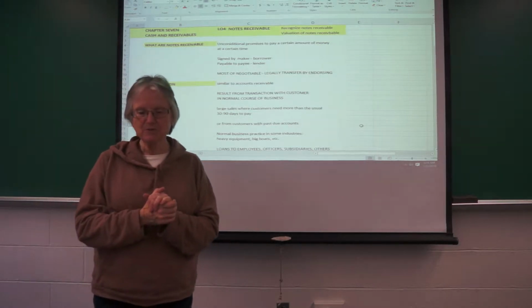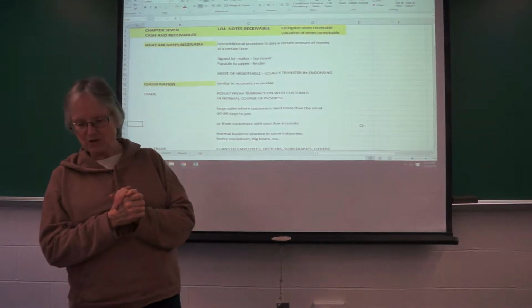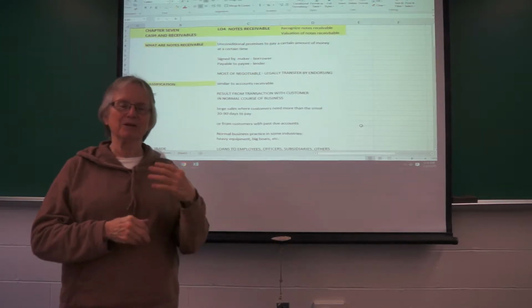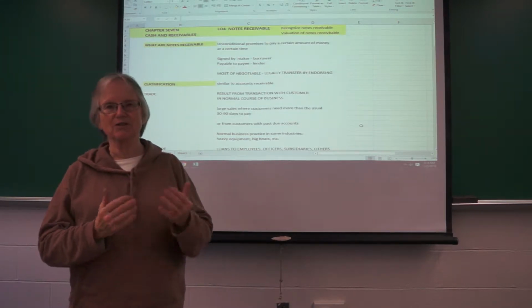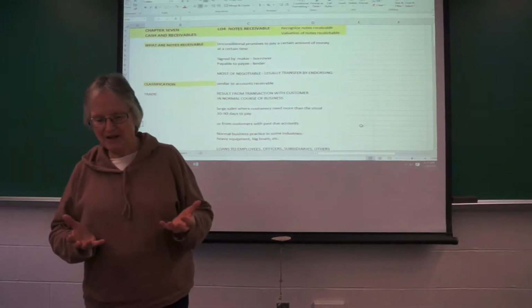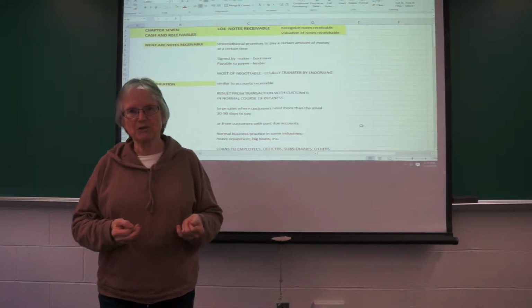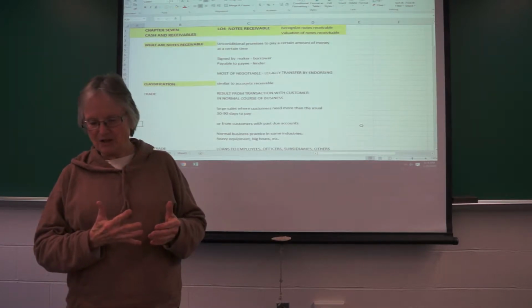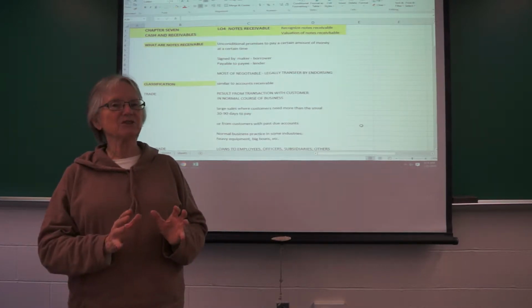The basic types of notes receivable: you've got your interest-bearing notes, and these have a stated interest rate. You're going to pay 8%, you're going to pay 6%. It's stated on the note itself. And then you have non-interest-bearing notes. Non-interest-bearing notes are zero interest-bearing notes. The interest is implicit in the terms of the note.